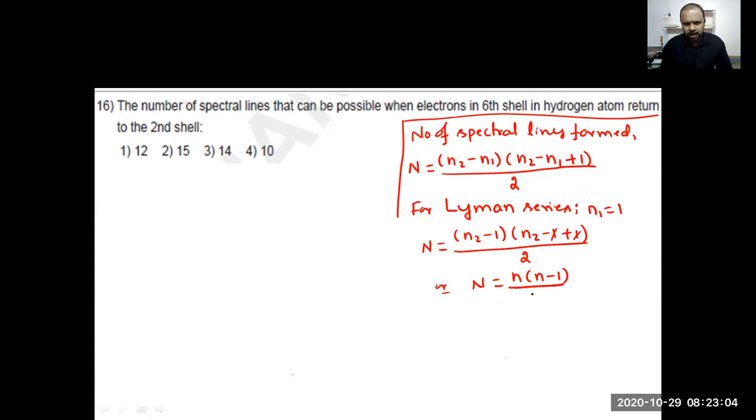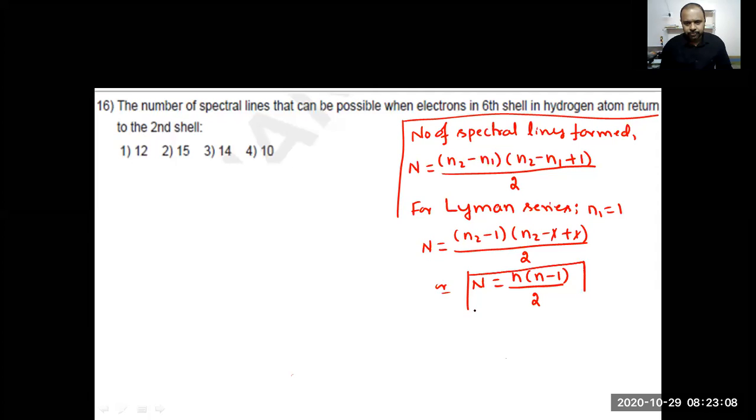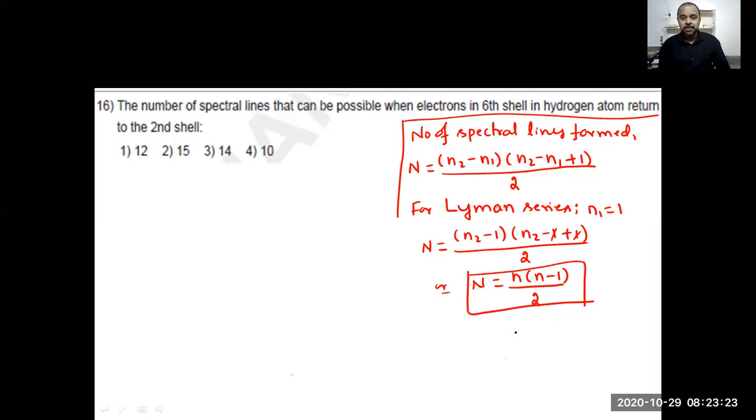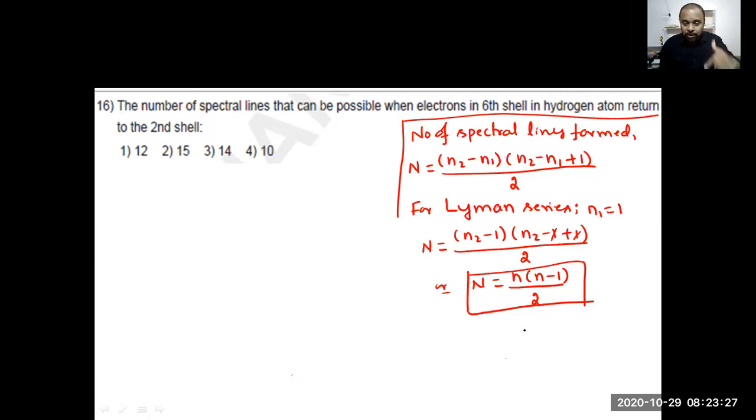Same equation for Lyman series, it reduces like this. That's all. Where N is the higher energy level. There is no lower energy level because we have substituted lower energy level value as 1, and then we have got this expression N into N minus 1 by 2, especially for Lyman series. That means when electron jumps from higher energy level to first energy level, you can use this formula. Otherwise, use this formula.